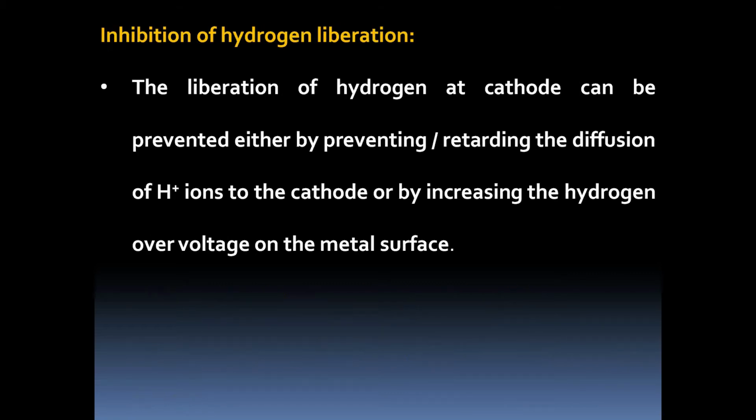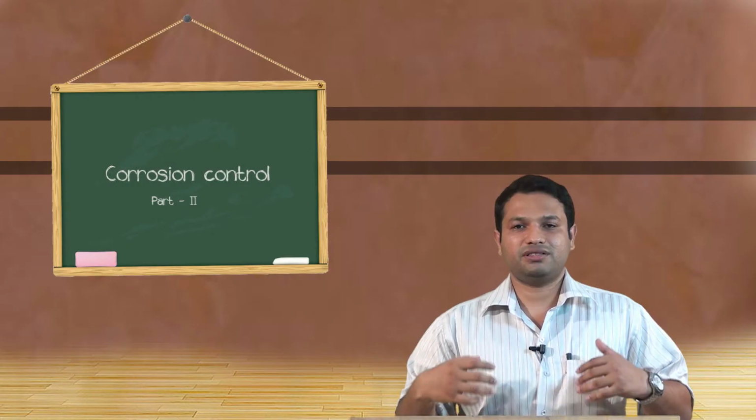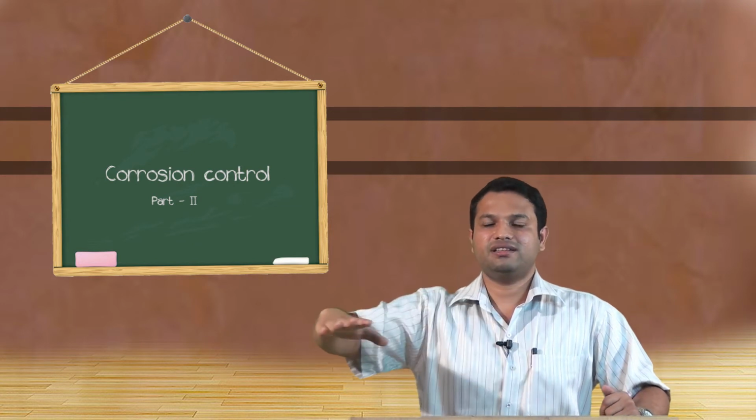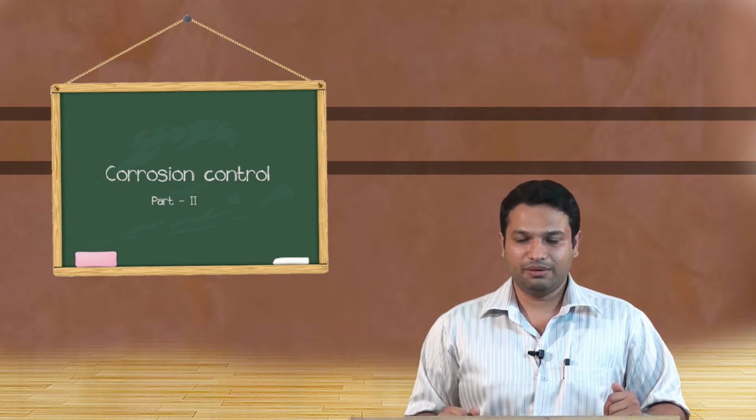If we want to inhibit the liberation of hydrogen gas by taking up the electron from the anodic region, we have to increase the overvoltage of the sample, so that if the overvoltage is more, then the hydrogen gas is not liberated on the surface of the sample. Hence we can stop the cathodic reaction, and hence ultimately the corrosion is inhibited.